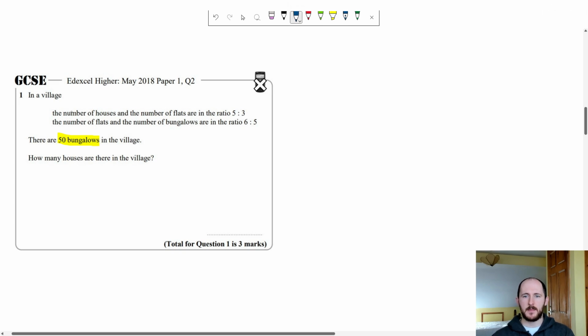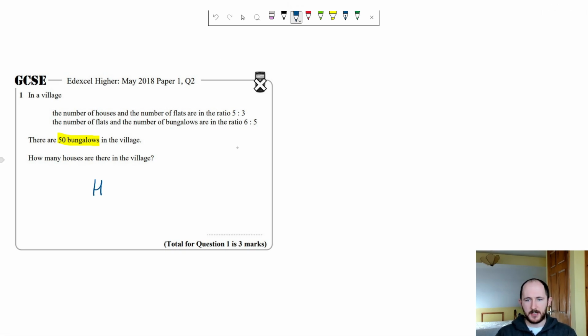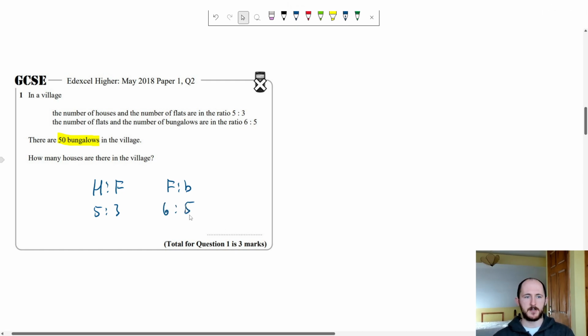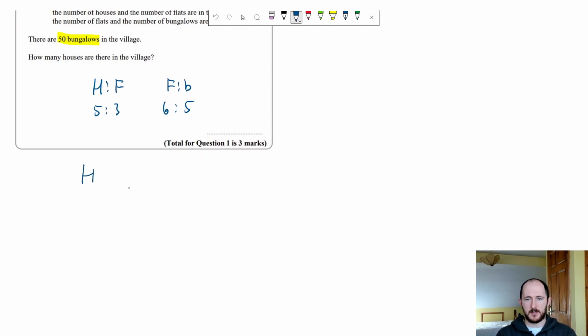So here we have the number of houses and the number of flats are in the ratio of 5 to 3. So let's write H to F, that's 5 to 3. And then flats to bungalows are 6 to 5. And they tell me that there's 50 bungalows in the village. So again, we want to combine the ratio first. So some people, again, like to use a little table, H, F, and B. So 5, 3, 6, 5.